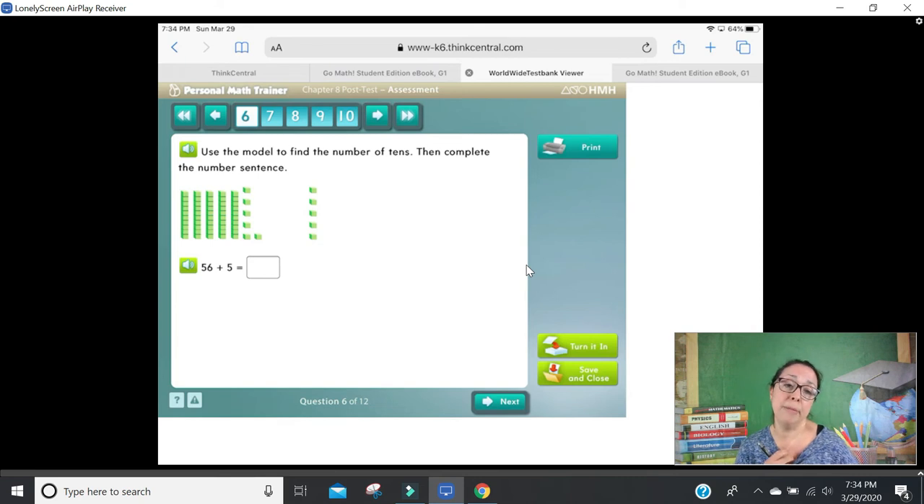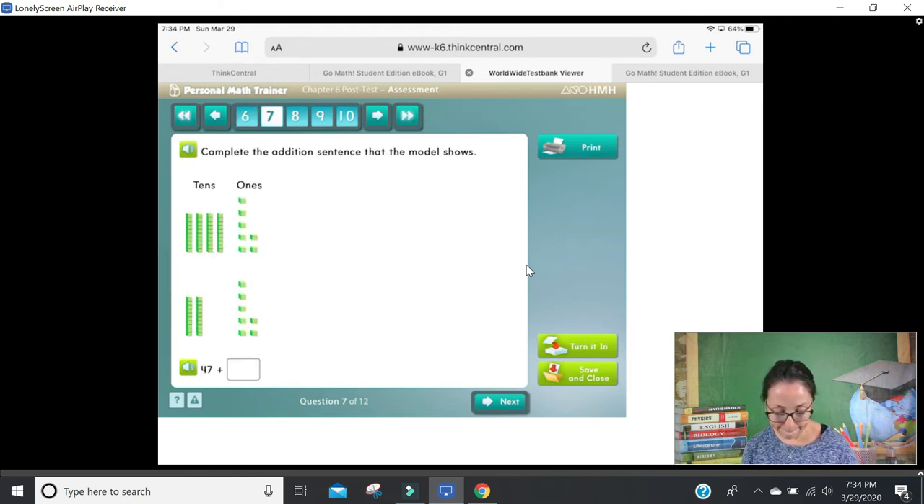You should probably make a 10 with those ones because you have a lot of ones. So con tantas unidades puedes hacer una decena y vas a ver que la respuesta va a tener una decena más. All right, and then you're going to write it in the box, pon en la cajita, and hit next. Number 7.